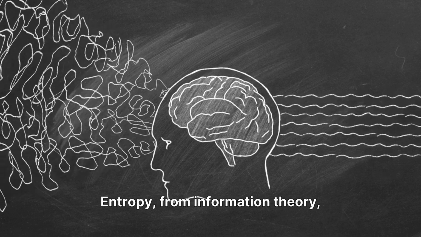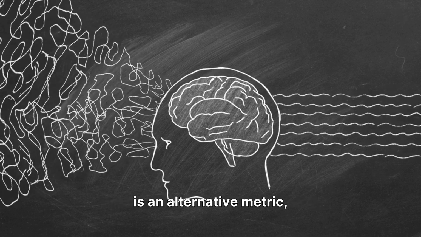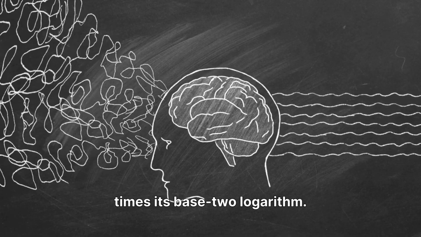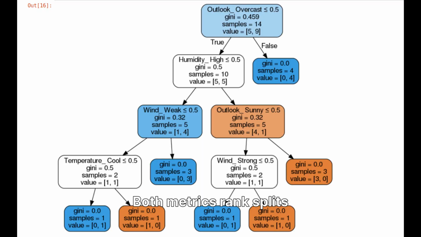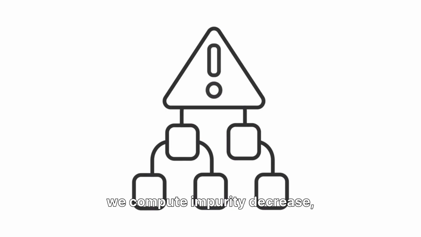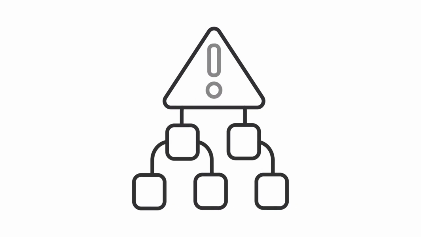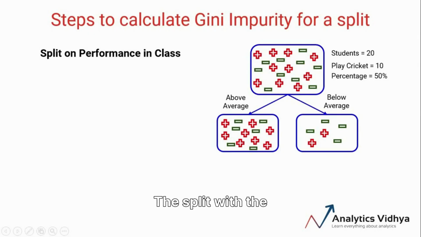Entropy, from information theory, is an alternative metric calculated as the negative sum of each proportion times its base 2 logarithm. Both metrics rank splits similarly in practice. Gini is slightly faster to compute and is scikit-learn's default. When choosing a split, we compute impurity decrease, which is the parent impurity minus the weighted average of child impurities. The split with the largest impurity decrease wins.